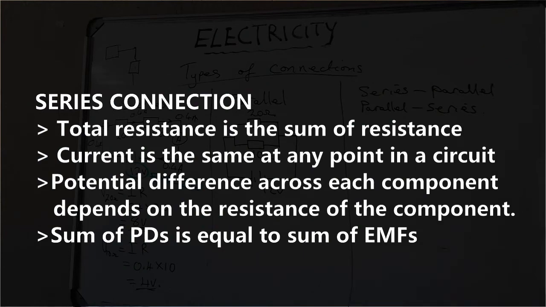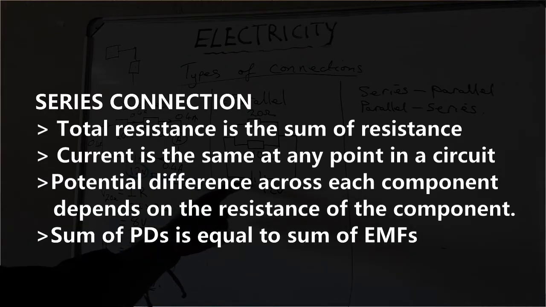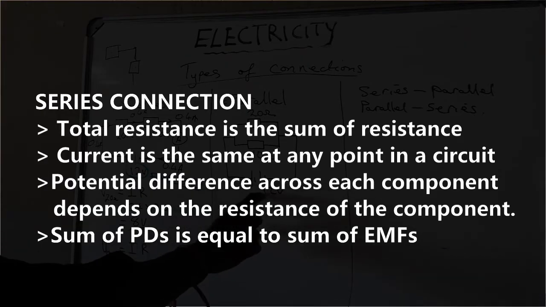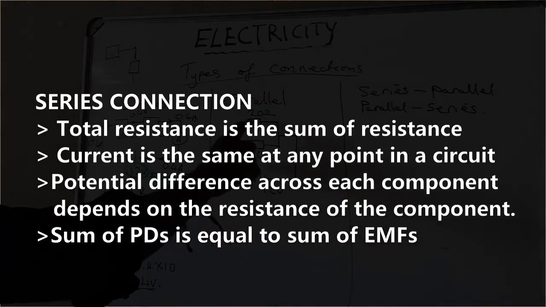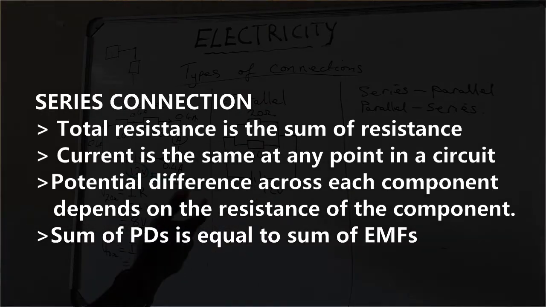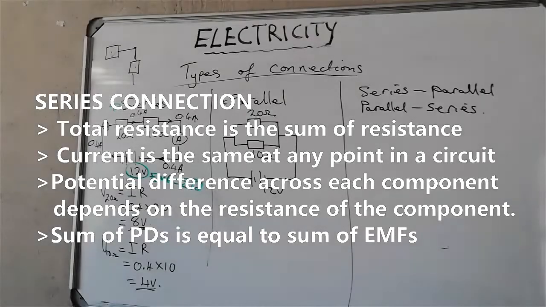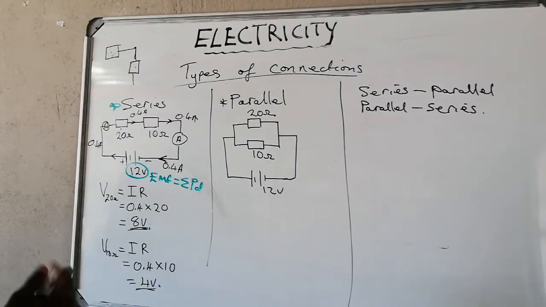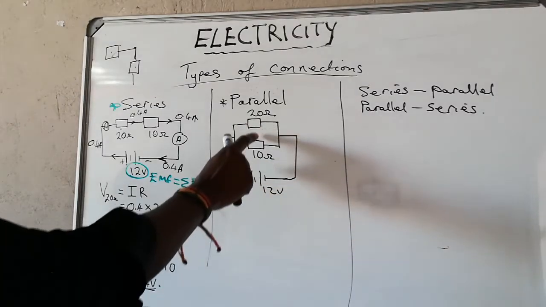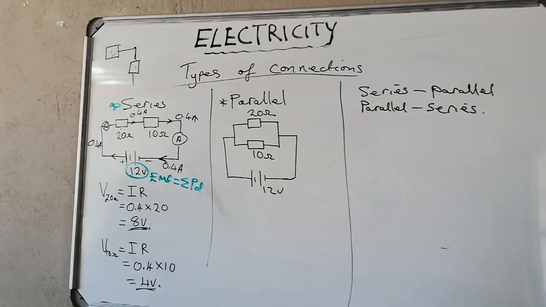Now when we go to a parallel connection, in order for us to know the current that the battery will send out, we first need to know the total resistance. According to Ohm's law, the current flowing is dependent on the voltage and inversely proportional to the resistance, or in this case the sum of the resistance.